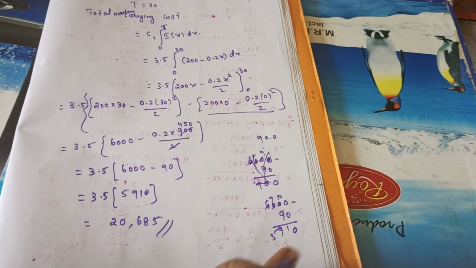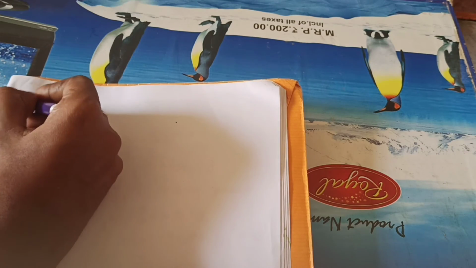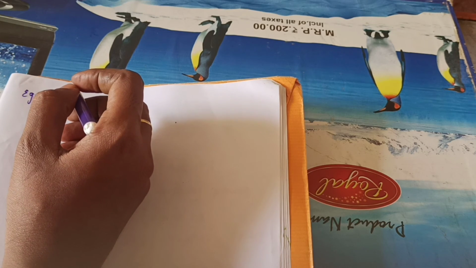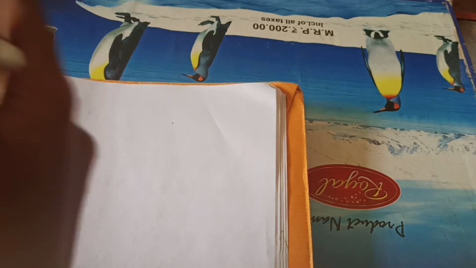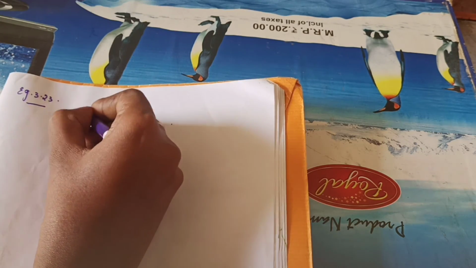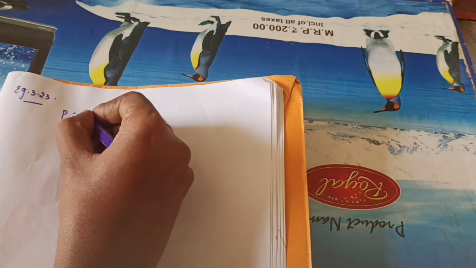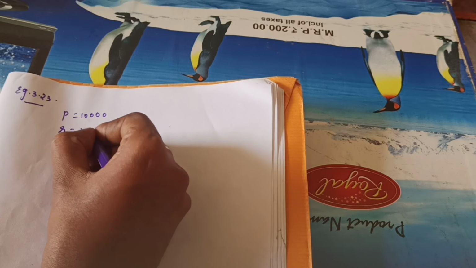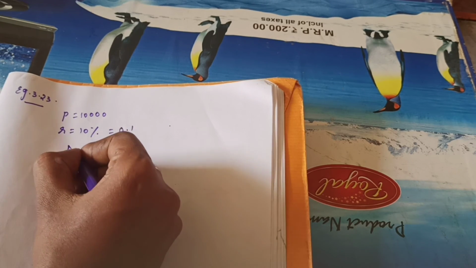Okay, so only one problem is there in this section. So we will complete that. Take down the question from your book. Example 3.23. Mr. Arul will invest some amount in ABC. So it is given as P is equal to 10,000. R is equal to 10%, so 10% means 0.1. Then N is equal to 5.